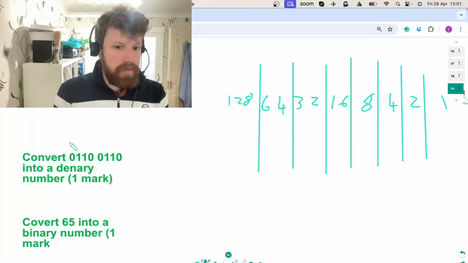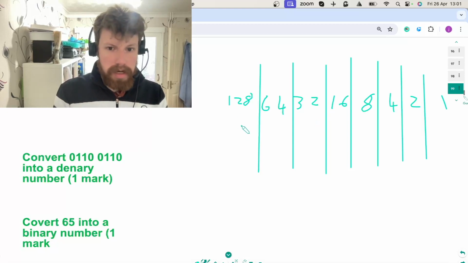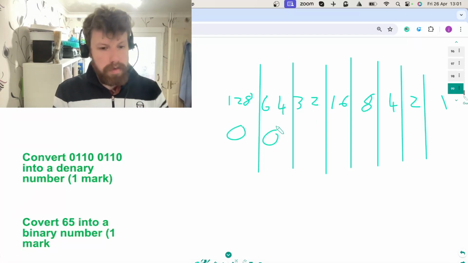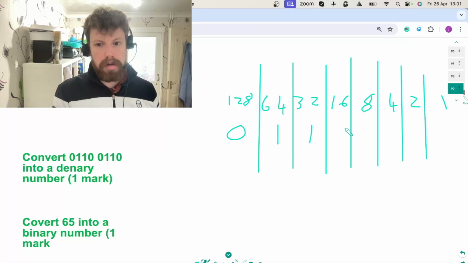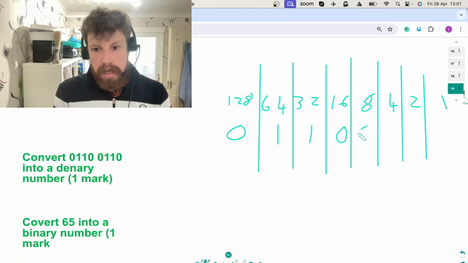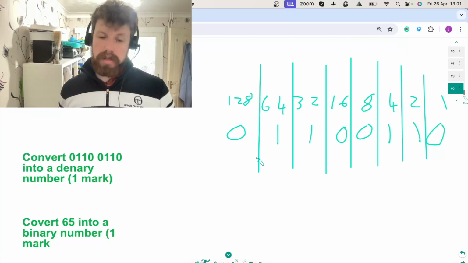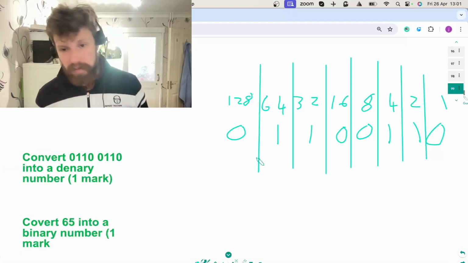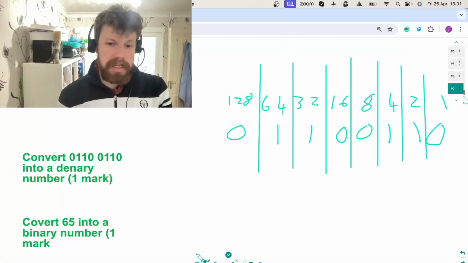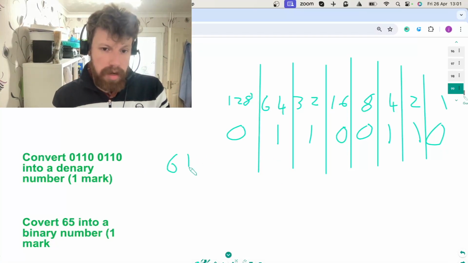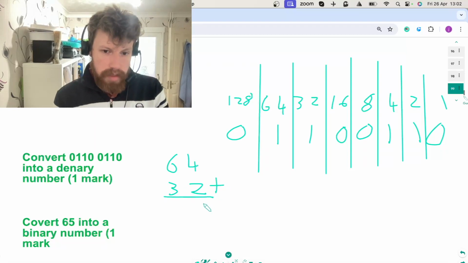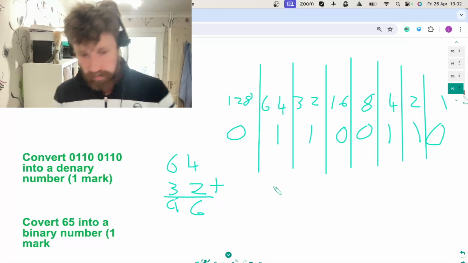And then all we do is we write the number in underneath there. So we're going to go 0, 1, 1, 0, 0, 1, 1, 0. Now, the first step is I have to go for all of the numbers that have 1s underneath them. If they have a 0 underneath them, ignore them. We don't need them. So it's going to be 64 plus 32, which is 96. Then move on to the next number that has a 1 underneath it.